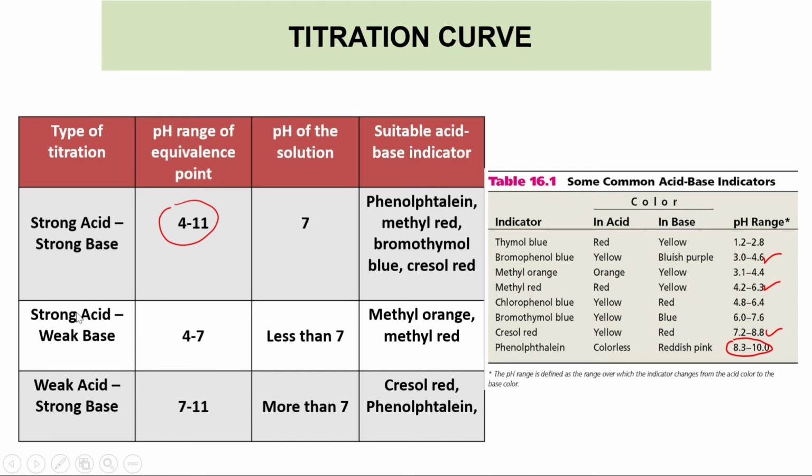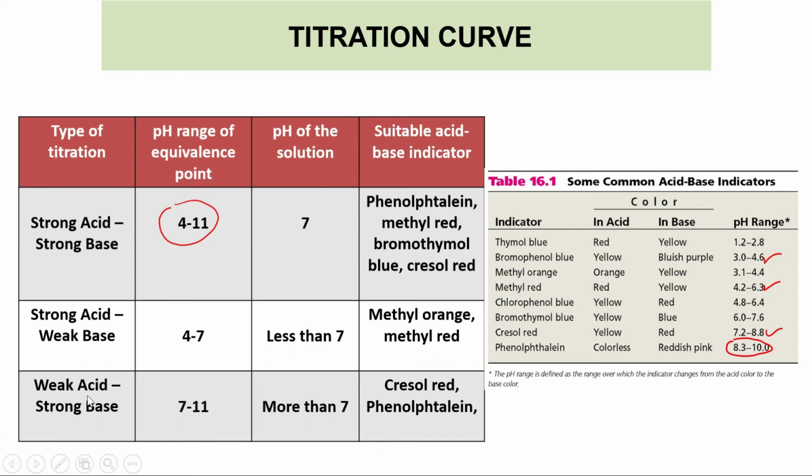Next, we move on to the titration between a strong acid and a weak base. The pH range of the equivalence point lies within 4 to 7. Therefore, from the list given, we can see that the suitable indicator for this titration curve is methyl orange because its pH range is from 3.1 to 4.4. And then the next one is methyl red, because the pH range is between 4.2 to 6.3.